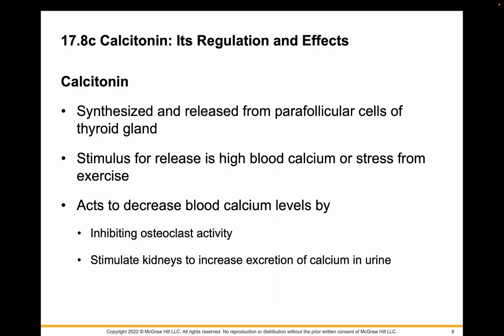Now, if we look at calcitonin, this is actually synthesized and released from the parafollicular cells of the thyroid. The stimulus is high blood calcium or stress from exercise. And what calcitonin is going to do is decrease the level of calcium in our blood. It's going to accomplish this in one of two ways. It's going to inhibit osteoclast activity. And remember, osteoclasts are those bone cells that are responsible for breaking down calcium in our bone and releasing it into the bloodstream. It's also going to tell the kidneys to increase the excretion of calcium in our urine.